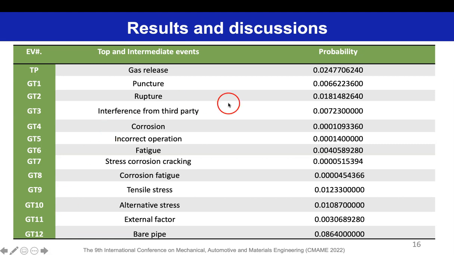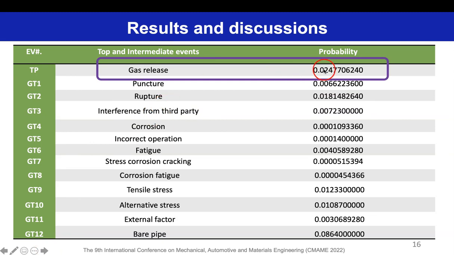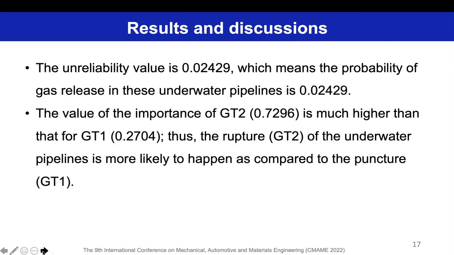Now these are some of the results here. The most important result is my gas release probability, which turns out to be 0.0247. So there is a 2.47% chance that the gas can be released, and these are the probabilities of some other events. Now if we come to our results, we see that our unreliability value is 0.02429. That is the probability of the gas release in underwater pipelines in Vietnam.